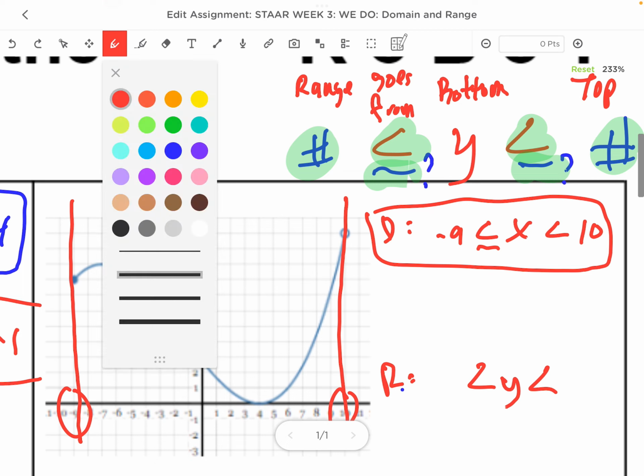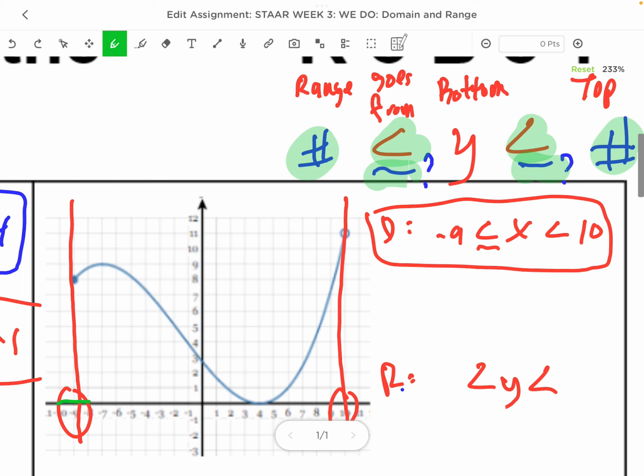Let me change this color just so we can see it a little bit closer. We know that's the bottom. Now a common mistake is to think this, but it actually goes all the way to here, so that's why I picked that one. Let's choose those numbers. This one goes through 0 right over here, and this one goes through 11 right over here. So we're going to say 0 over there, 11 over there.